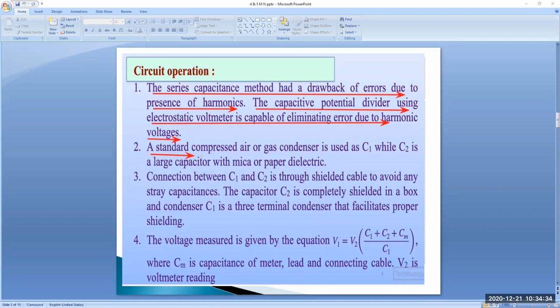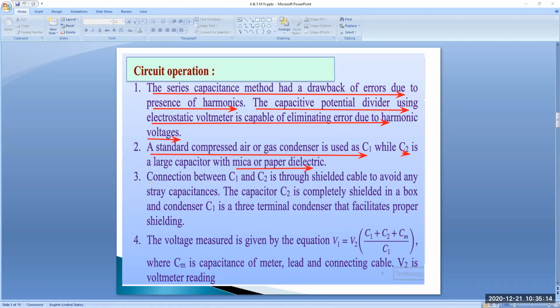A standard compressed air or gas condenser is used as C1, while C2 uses mica or paper dielectric material. It's clear. The first one, C1, is a standard air or gas condenser. The second one, C2, uses mica or paper dielectric. That means capacitor C1 handles very high voltages and capacitor C2 handles low voltages. Understood.